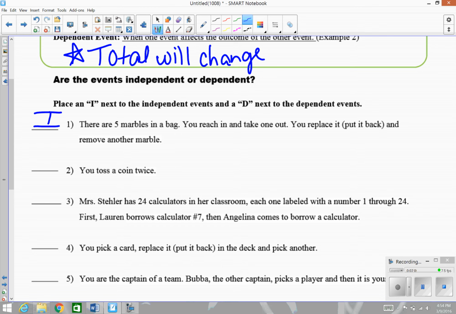If you toss a coin twice, let's say it lands on heads for the first one, is that going to affect what happens when you flip it another time? No way. Those are two totally separate things. So that's independent.